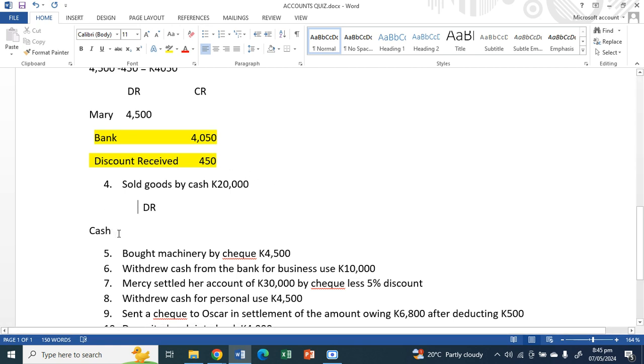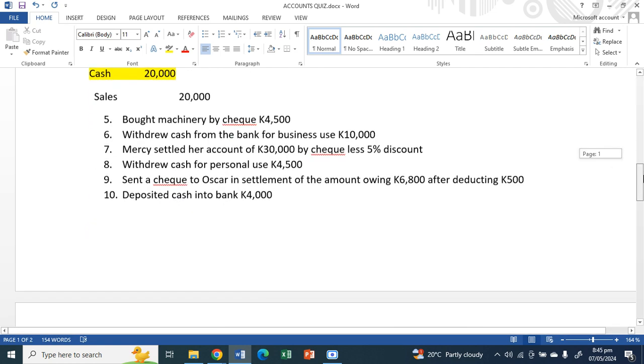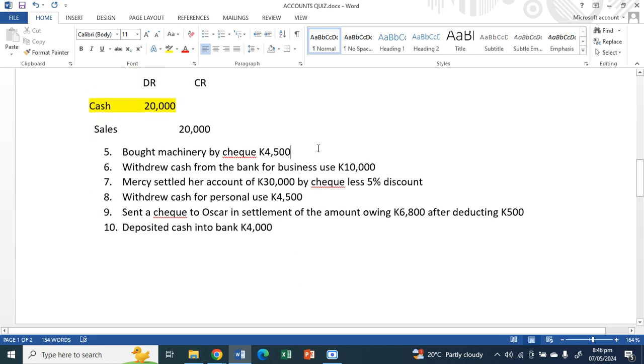20,000. Sales, as I said, is a revenue account. Increase in revenue, you credit. So you credit sales, 20,000. So this is going to go in our three-column cash book. The next one is bought machinery by check, 4,500.